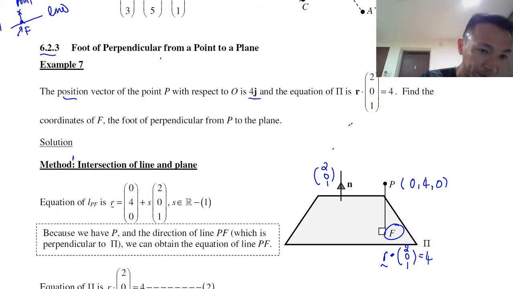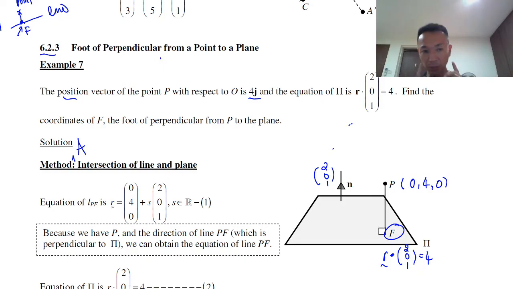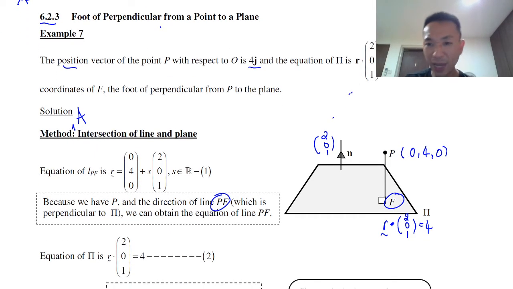Method A. The first method is the idea of solving the intersection between a line and a plane, which we have done before. For the intersection between a line and a plane, you can solve simultaneous equations, and we are done. But which line do we have? Simple. Is this line PF? Do we have the equation of PF?